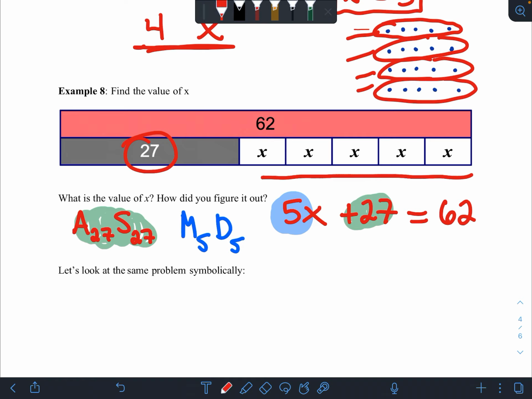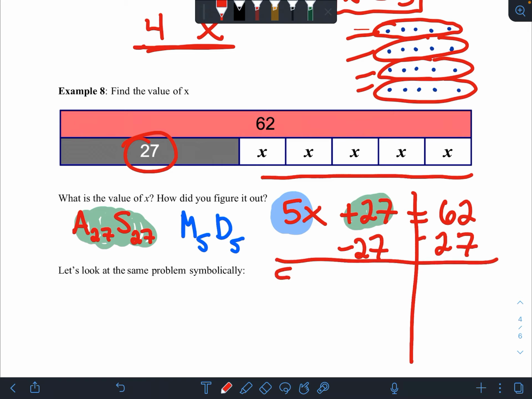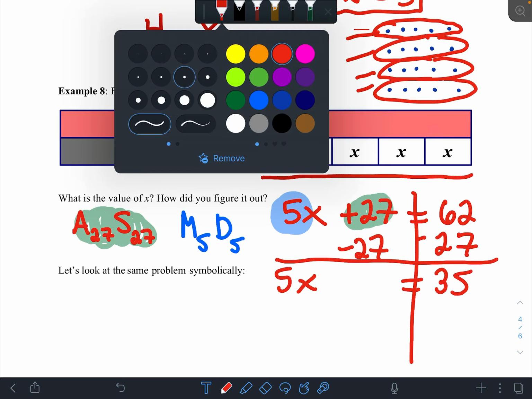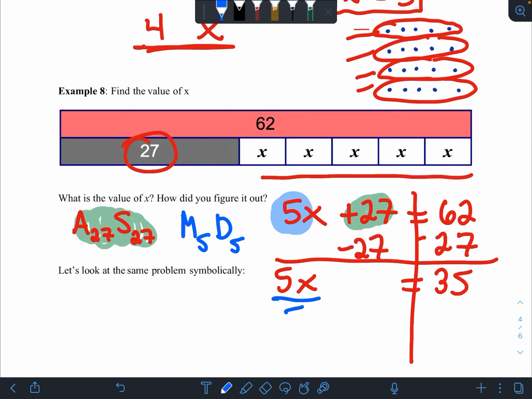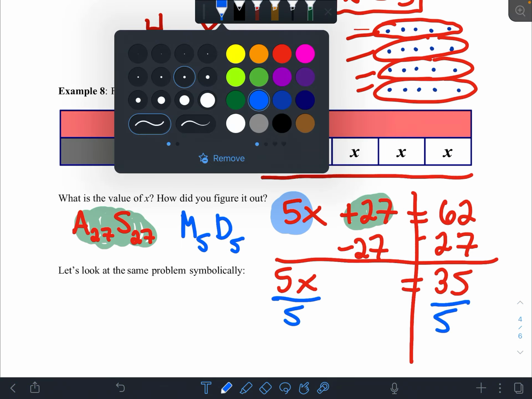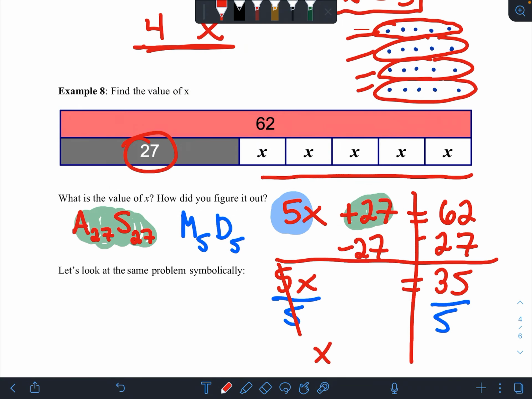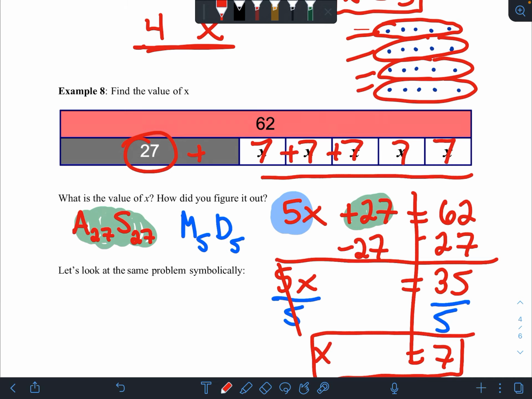Let's undo these steps. Take away 27 from both sides. And we get 5x is equal to 35. Then we're going to go ahead and do the second step, which is to divide by 5. And we're going to end up with those 5's cancel, and we have x is equal to 7 for our final answer. And you can even check it. 7, 7, 7, 7, and 7. If you took 27 and added all of these values up, you would find that they all add up to 62.